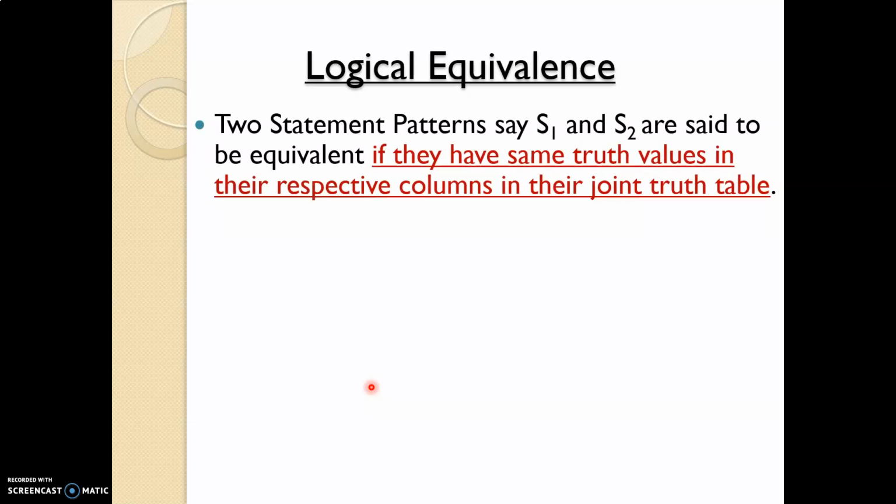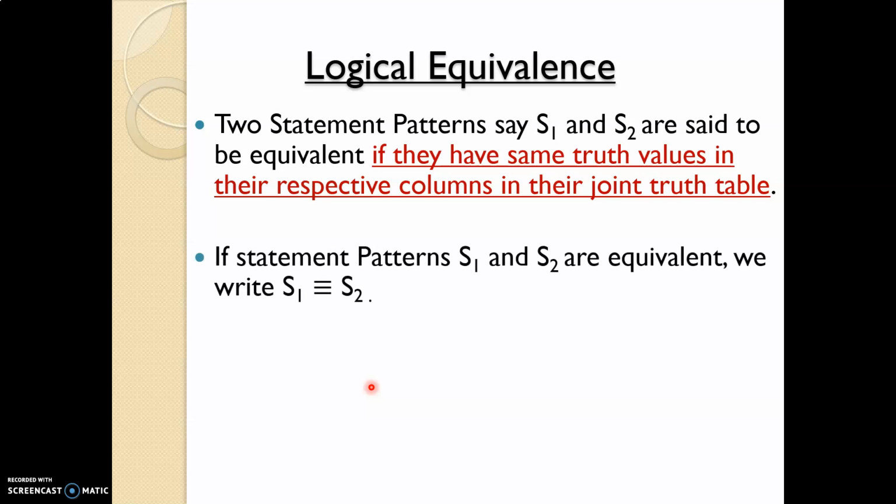First one, logical equivalence. Two statement patterns, say S1 and S2, are said to be equivalent if they have the same truth values in their respective columns in their joint truth table. That means if S1 and S2 are two statement patterns, then they are equivalent if both the column values are the same. Symbolically, if statement patterns S1 and S2 are equivalent, we write S1 is equivalent to S2 this way.